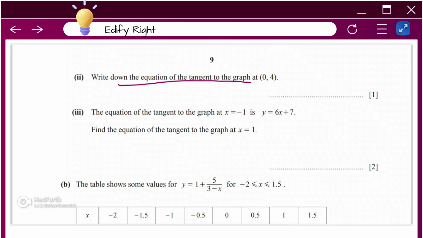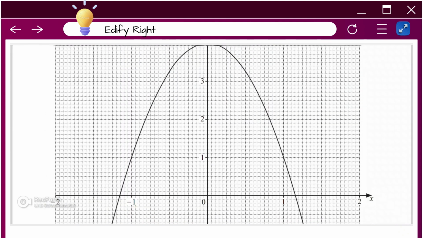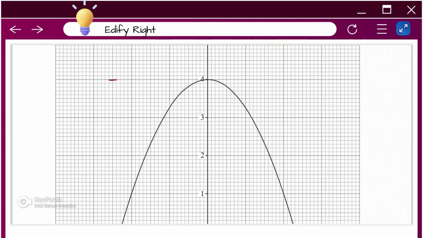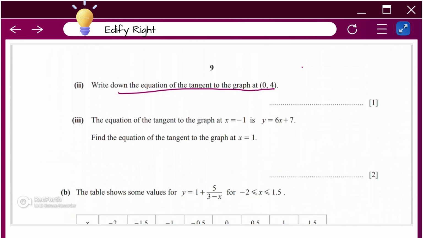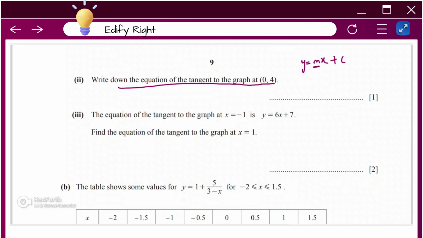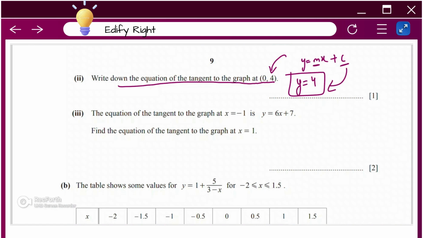Next we have write down the equation of the tangent to the graph at (0, 4). So to this graph, the tangent would basically be a line that goes like this. We are given (0, 4), which is the topmost point of this graph, and this is a line which is parallel to the x-axis. So basically its slope is 0. So if you take y equals mx plus c, m equals 0 because it's parallel to the x-axis, and c they've already given, it intersects the y-axis at 4. So your equation is simply y equals 4. That's the tangent at (0, 4).